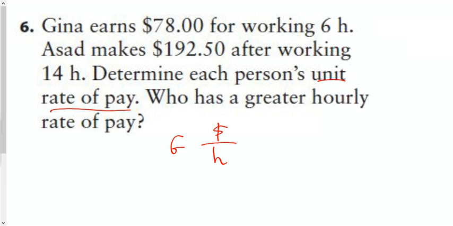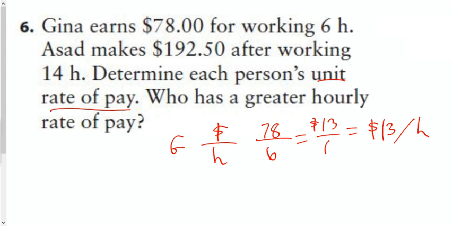And for Gina, we're going to put $78 for 6 hours, which will be how many sixes are there in 60? How many sixes in 18? So how many sixes are there in 78? 13. So we're going to say her hourly rate of pay is $13 per hour.